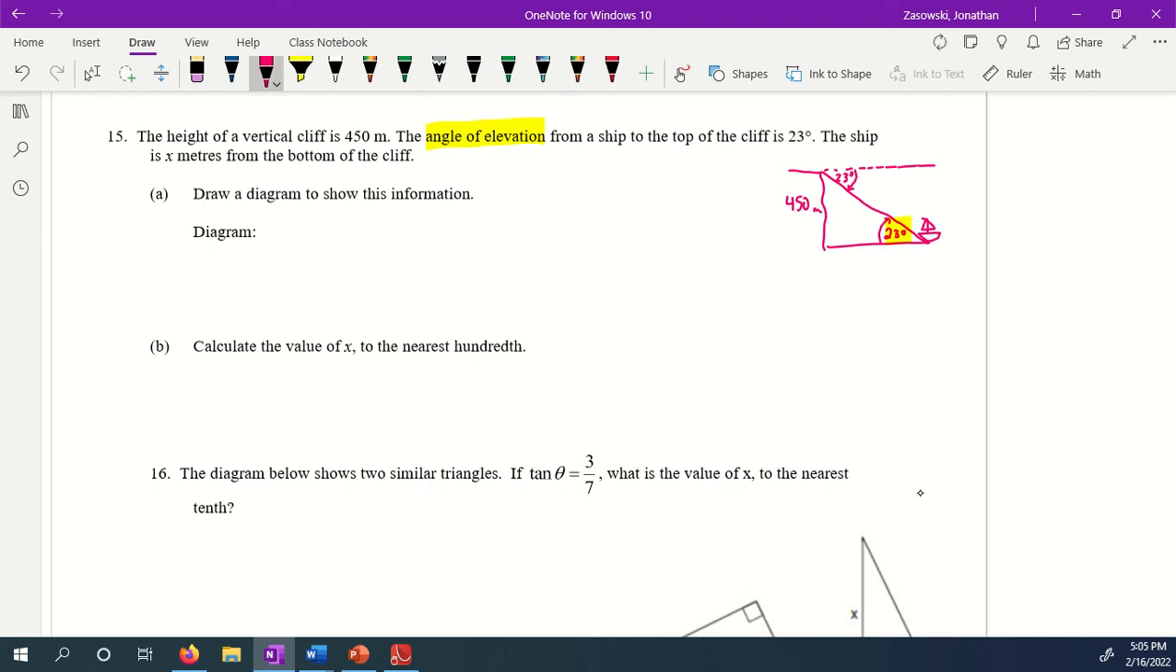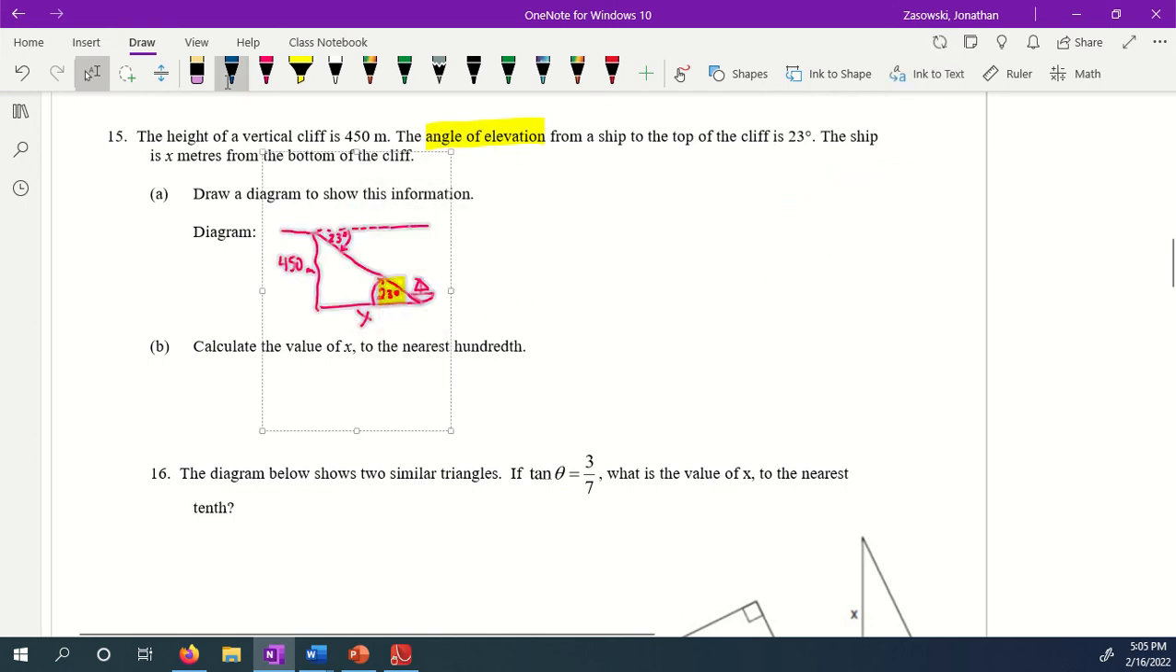The ship is X meters from the bottom of the cliff. We want to kind of show this. So this would be our diagram. So I do suppose we should actually put this over here. All right. And then it says calculate the value of X. So once again, we're going to find our reference angle. That's the 23. We're going to label our sides. So 450 opposite, X is the adjacent leg, and we have our hypotenuse.